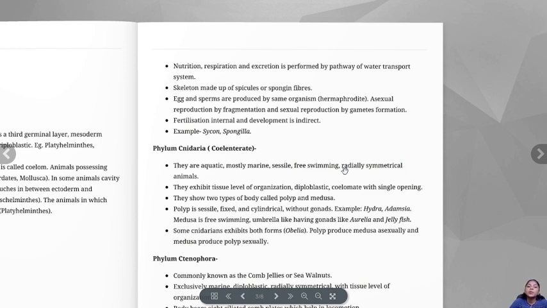Then asexual reproduction is by fragmentation. When they are divided into fragments, each fragment will give rise to an individual organism, and sexual reproduction is by formation of gametes. The fertilization after formation of gametes is internal, so it happens inside the body of the organism, and the development is indirect. So these examples we have already seen, Scypha and Spongilla.